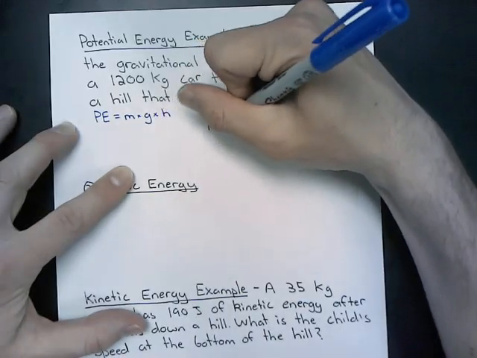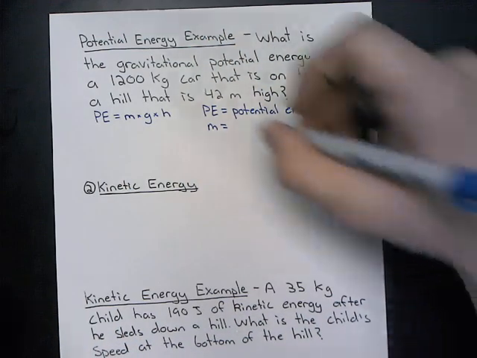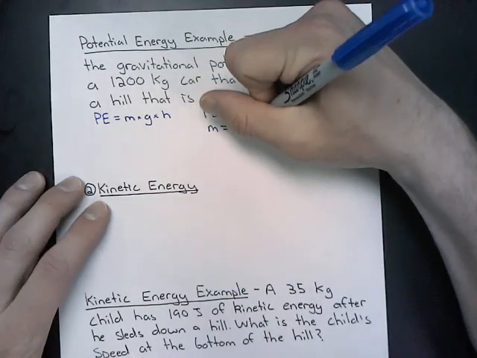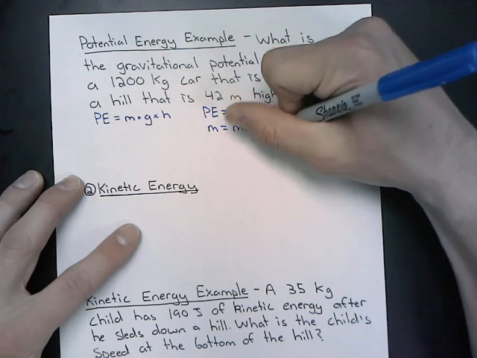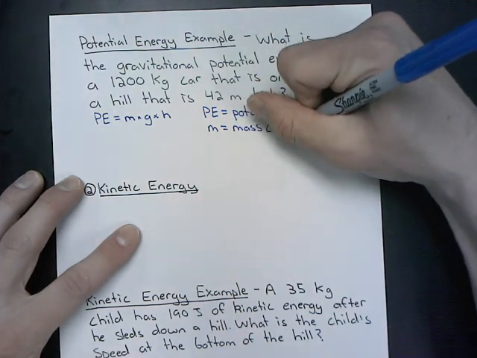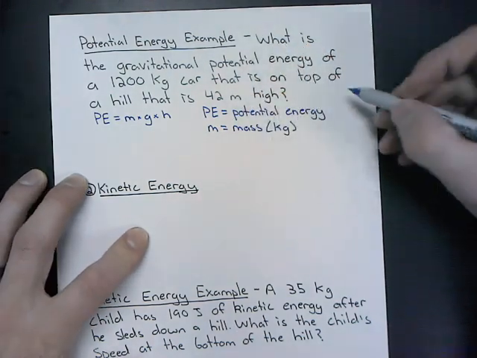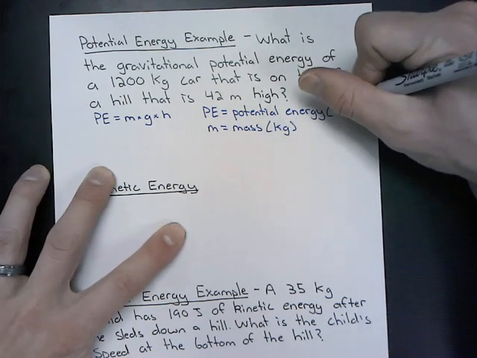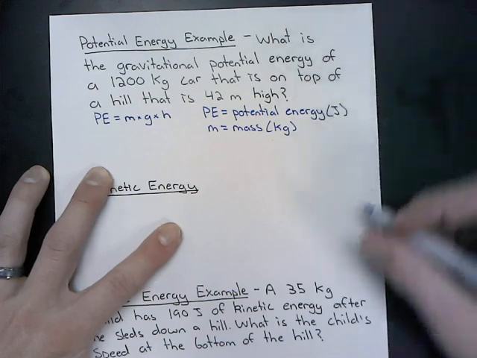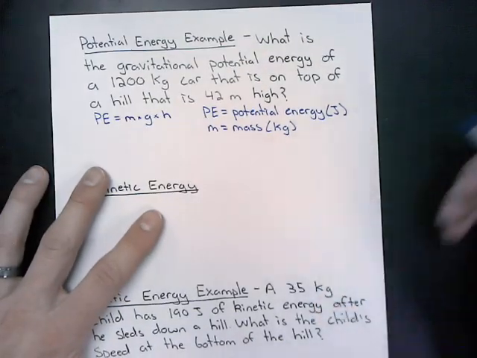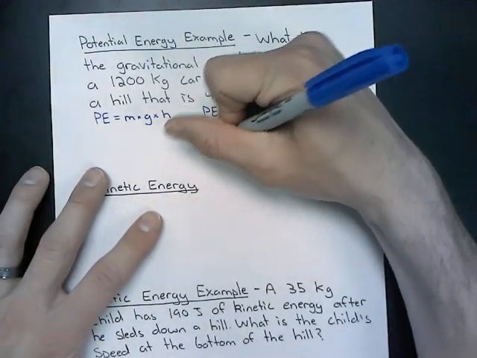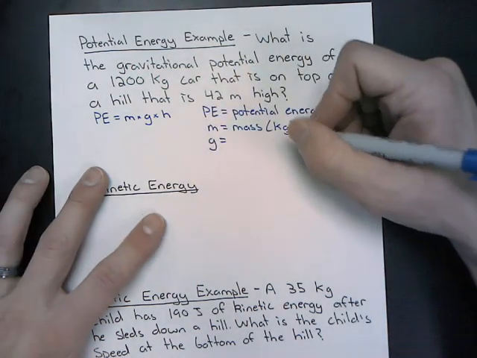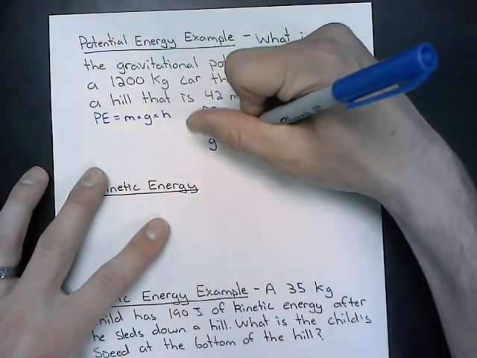The M is going to stand for the mass, and that mass is going to be in units of kilograms. Now, I forgot to mention the energy. The unit for energy is going to be J for joules. And then our g is our free fall acceleration due to gravity.